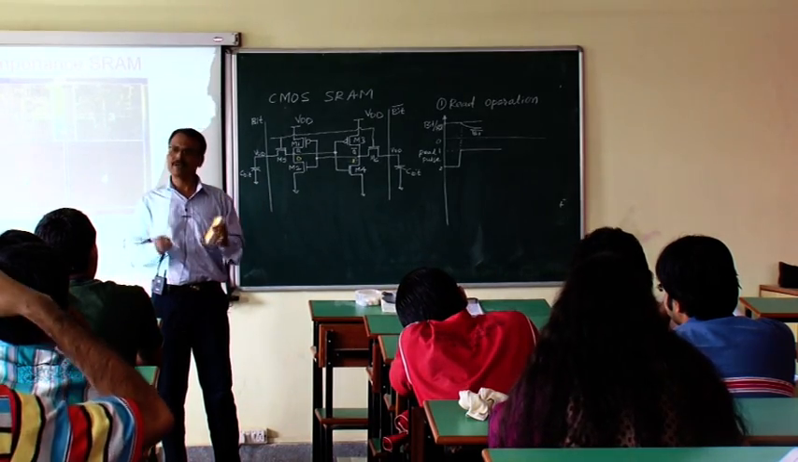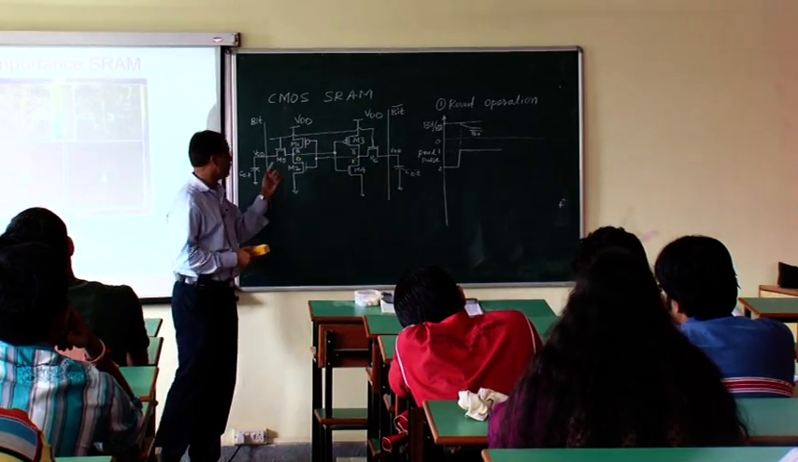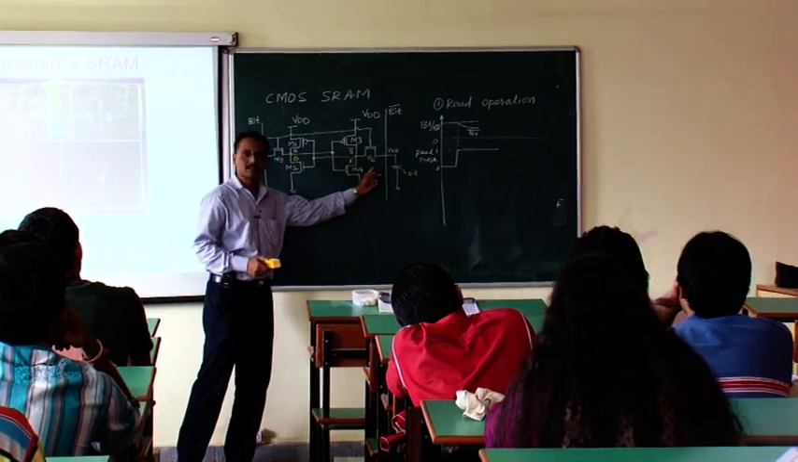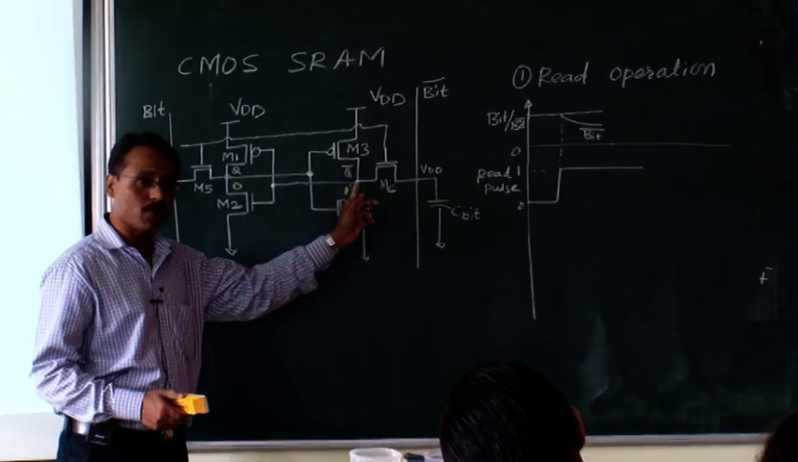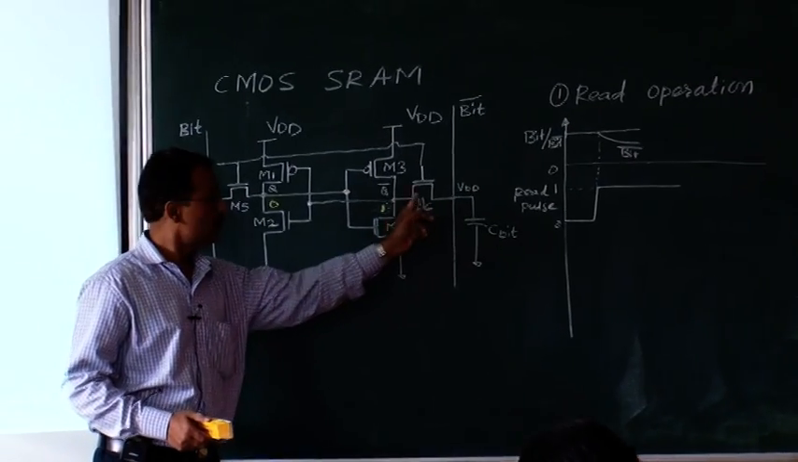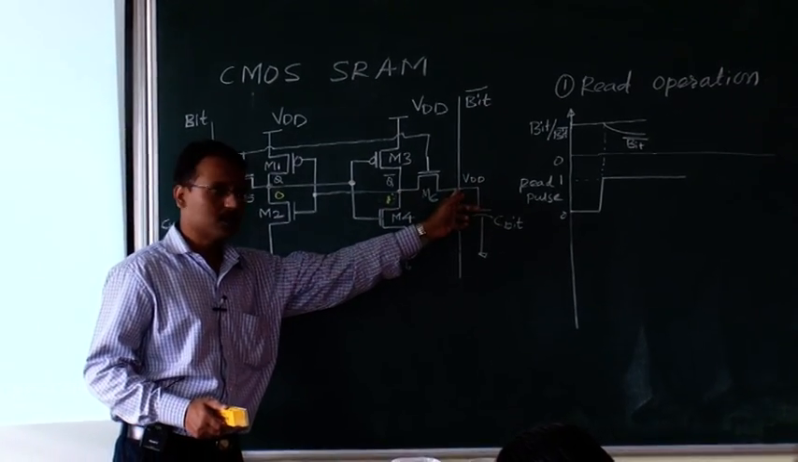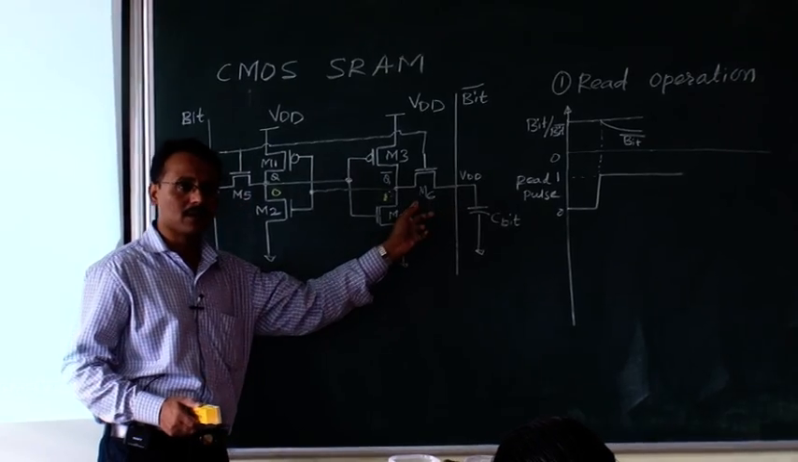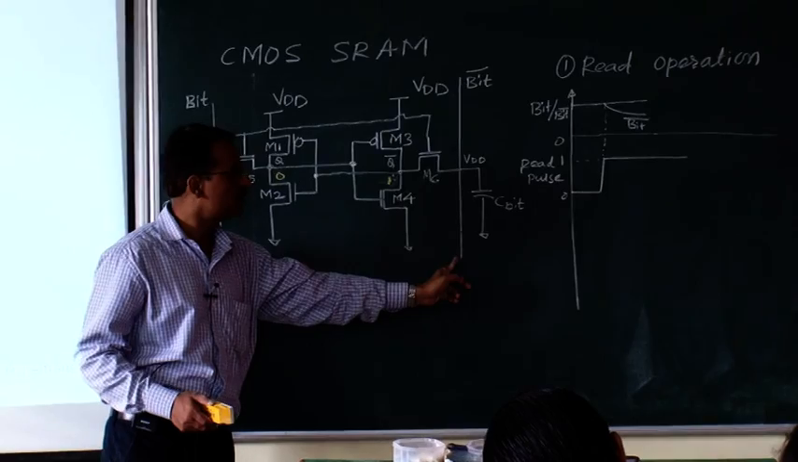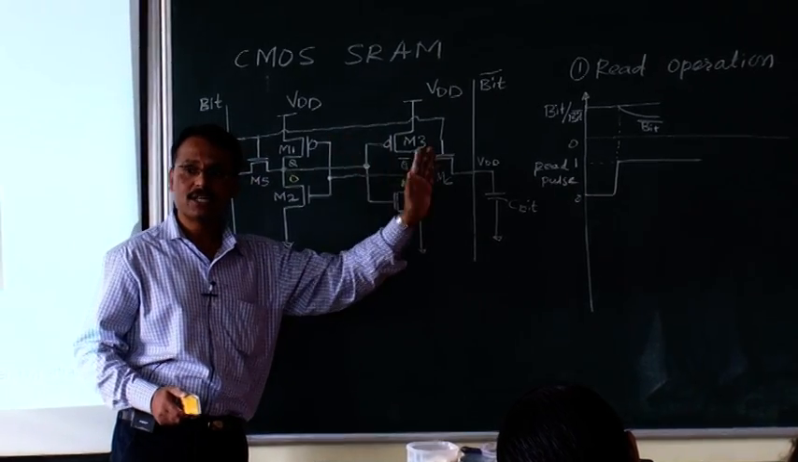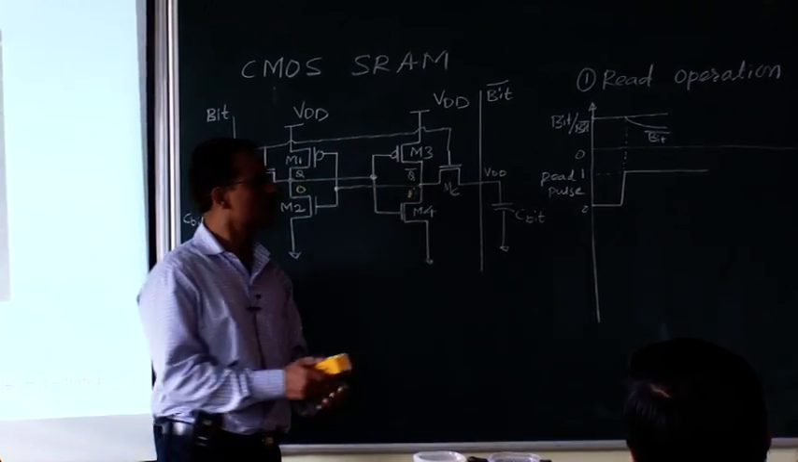So when the read pulse is applied, you are very familiar that M5 and M6 turn on. But now in this case what happens? Voltage at this point is VDD, that is logic 1, and voltage at this point is also VDD. So although this M6 is on, no current will flow through this M6. So that's why the voltage of this bit bar line will stick to VDD or logic 1.